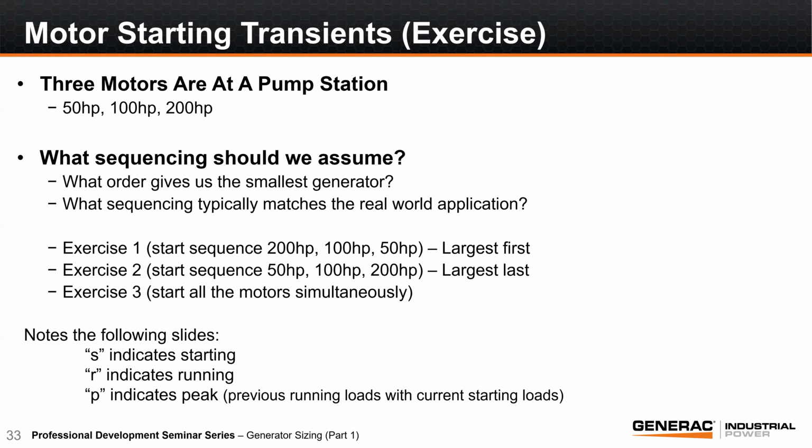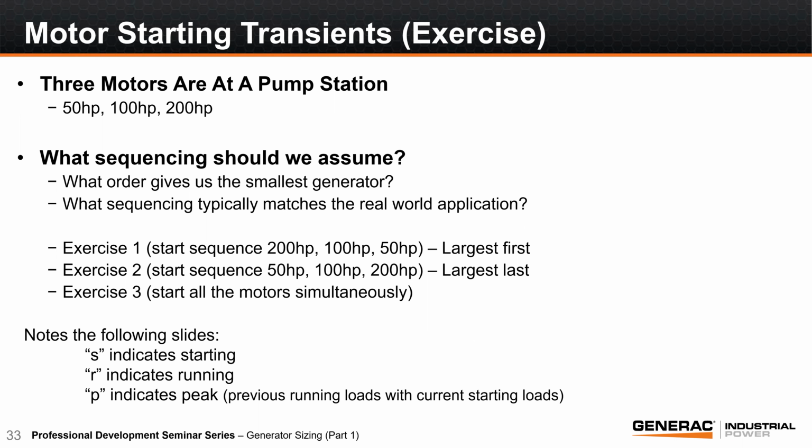So the first scenario we're going to talk about is going to look at starting the largest motor first, or largest pump first, which is the 200 horsepower motor, and then going in descending order. What we're going to find when we do this is that sizing in this order is going to give us the smallest generator, because starting the larger pump first will give the largest hit on the generator first and provide the most capacity left for the other loads.